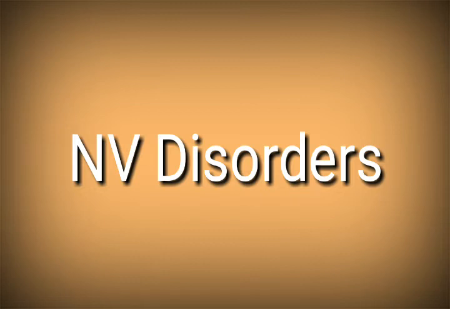The way you treat a subarachnoid hemorrhage is with a neurosurgical procedure called clipping, or there's another one called endovascular coiling, and both of these stop the bleeding.